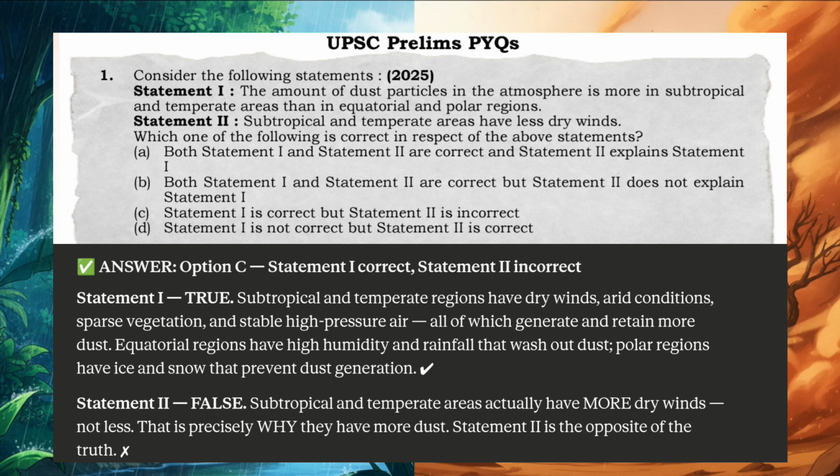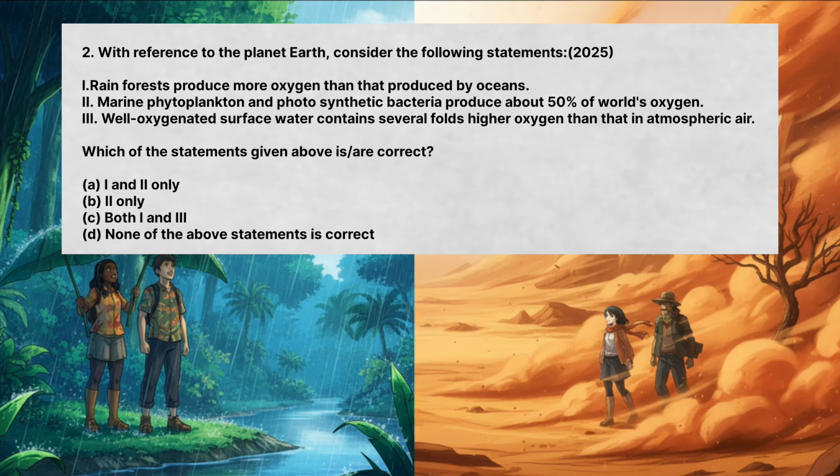Statement 2 false. Subtropical and temperate areas actually have more dry winds, not less. That is precisely why they have more dust. Statement 2 is the opposite of the truth. Answer C. Question 2, UPSC Prelims 2025.